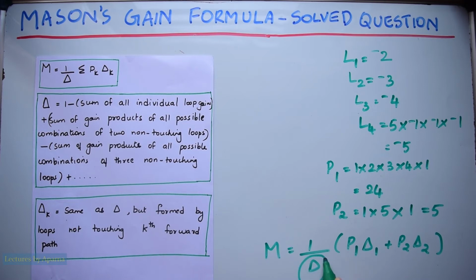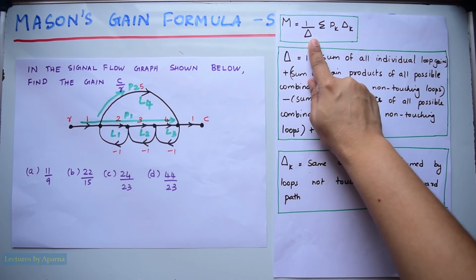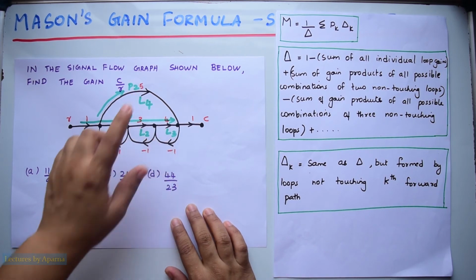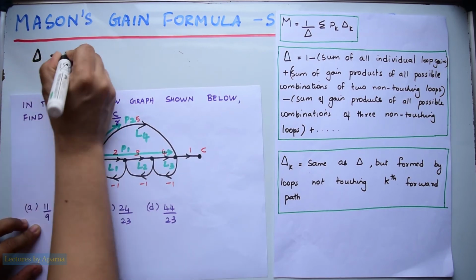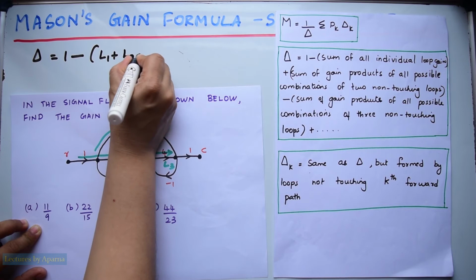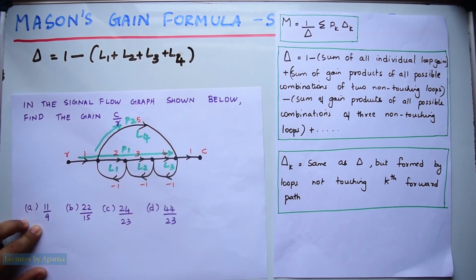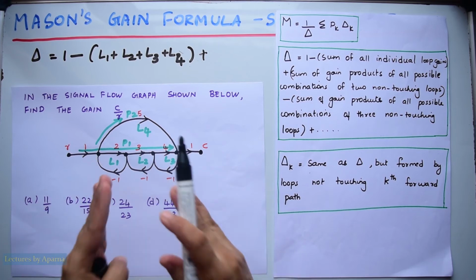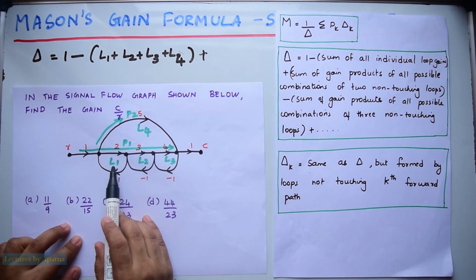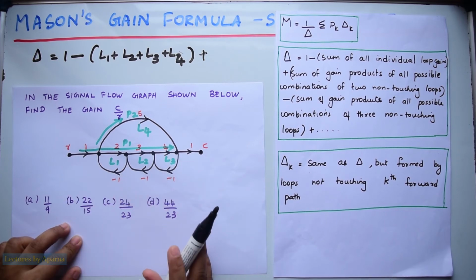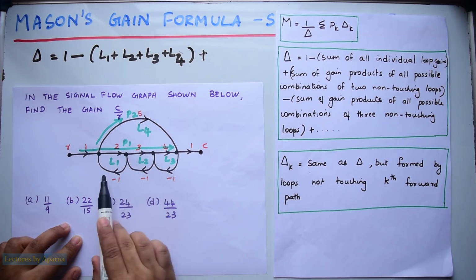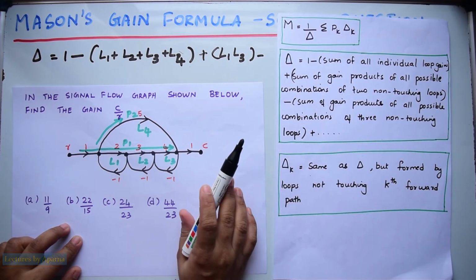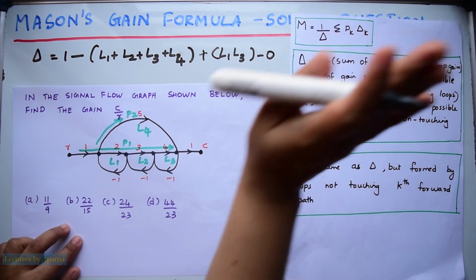Now first we have to find this delta. Delta is equal to 1 minus sum of all individual loop gains. So here you have to add L1 plus L2 plus L3 plus L4. So I am going to write delta is equal to 1 minus L1 plus L2 plus L3 plus L4 plus sum of gain products of all possible combinations of two non-touching loops. So from this you have to find two non-touching loops. You can see that this L1 and L3 are non-touching loops. All others are touching. So L1, L3 is the combination of non-touching loops, L1 into L3, minus sum of gain products of all possible combinations of three non-touching loops. That term is 0, all other terms will become 0.